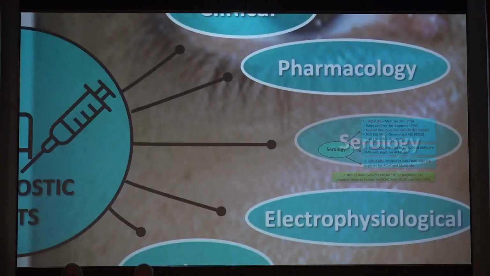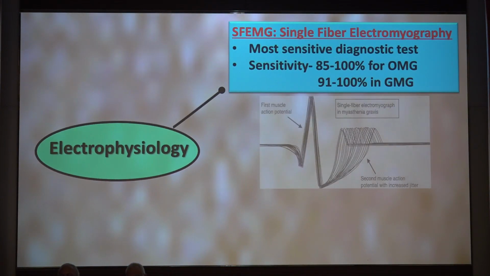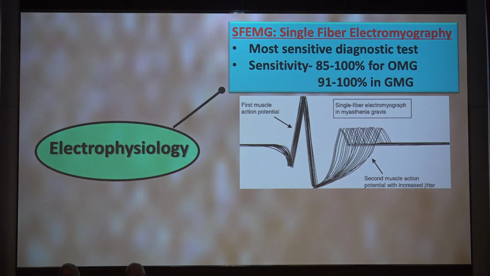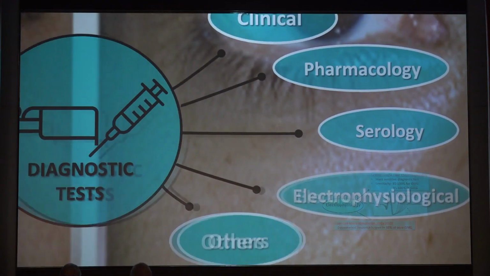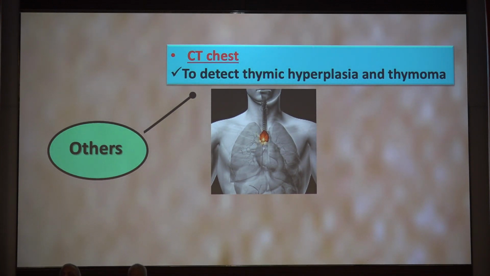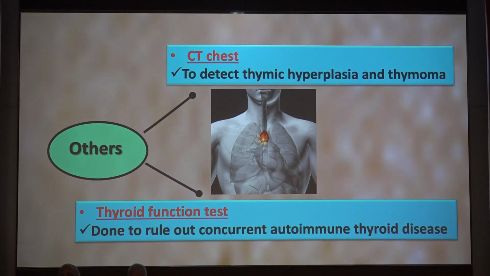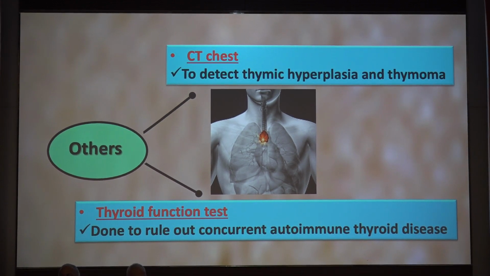Then coming to electrophysiology, we find that single fiber electromyography is very sensitive, about 85 to 100% for OMG and 91 to 100% for generalized cases. Repetitive nerve stimulation study shows a decremental response in about 33% of pure ocular myasthenia. Now coming to the other tests, yes, CT chest to detect thymic hyperplasia and thymomas. Thyroid function tests, because there could be a concurrent autoimmune thyroid disease associated.